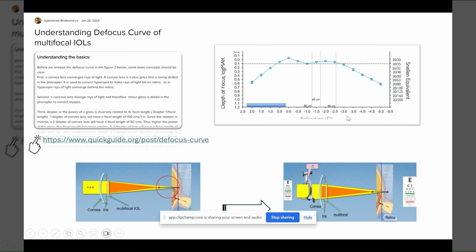That depends upon the add power that is actually built in the lens. For example, if the lens has an add power of 3 diopters, then probably it would be minus 2.5 diopters at the spectacle plane. So when you dial minus 2.5, you will see that the patient's vision again peaks because the near focal point sits on the retina. So the full explanation of the defocus curve, as well as its limitations like pupil size, where you need to have a standardized pupil size, all these things are actually there in my article in quickguide.org.